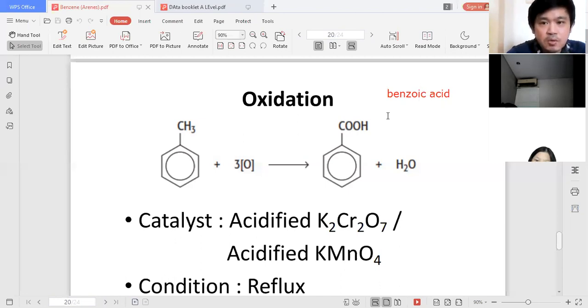Okay, so if you find it in any food products, for example in liquid form, jelly. In a jelly, there is benzoic acid in the ingredient list. It is the preservative, and how to make the benzoic acid? It is toluene undergoing oxidation.